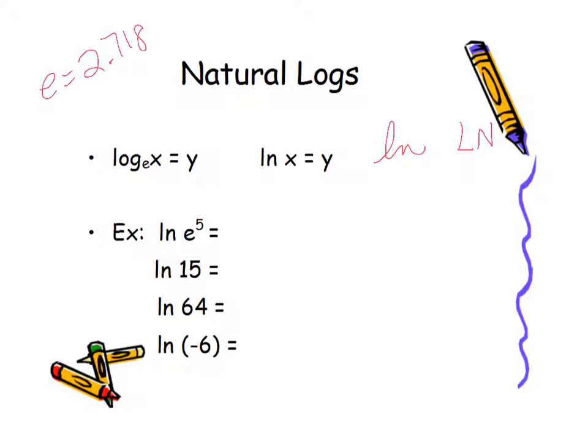Let's do some examples. e to some power is e to the 5th power. Well, that would have to be a 5. e to some power is 15. I don't know. Let's type it in. You just type your natural log button and then 15. And I have a 2.71. And you could do the same thing with the 64. You go ahead and give it a shot. What's the natural log of 64?